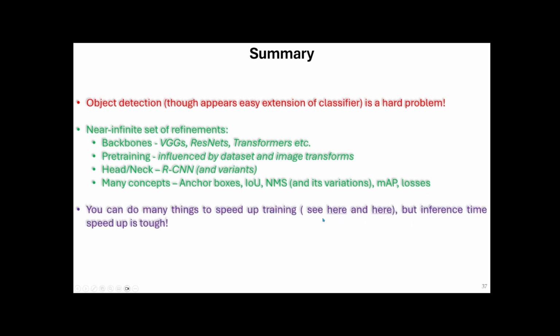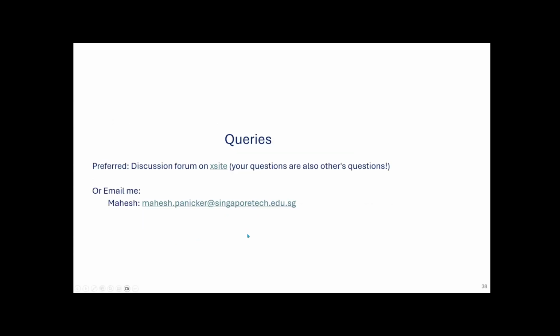Okay, you can also do many things to speed up. So please read up these two papers linked here for your advanced self-study. There are many ways to speed up your object detection other than going from RCNN to Fast RCNN to Faster RCNN. Okay, these are all possible to speed up during training, but inference speed up is still tough because you still need to do the non-maxima suppression and so on. So it's still tough.